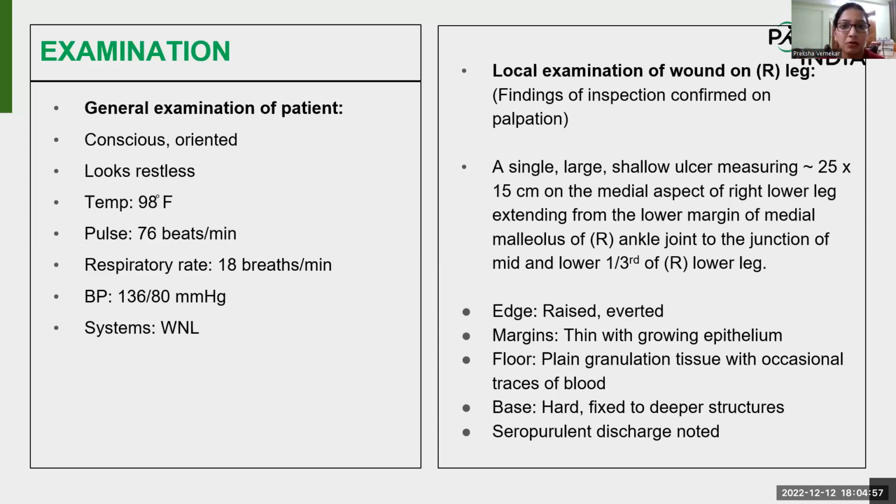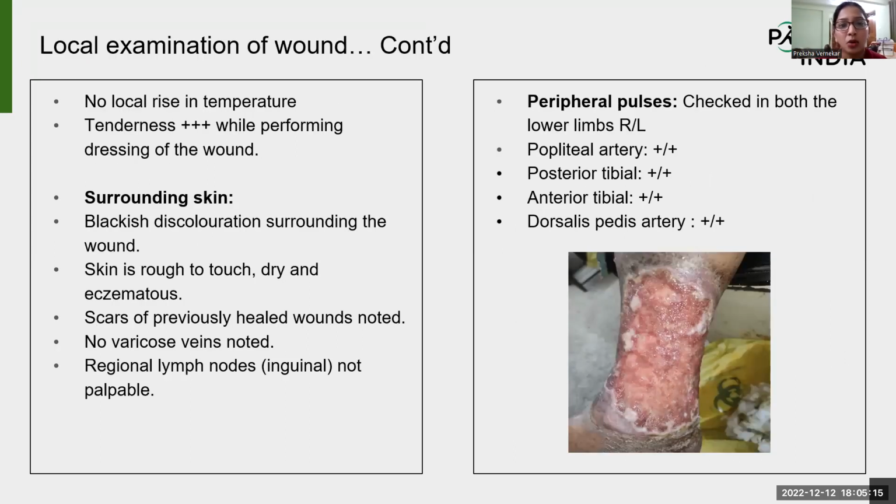The findings of inspection were confirmed on palpation. Edges are raised, everted, margins are thin with growing epithelium. Floor is covered with plain granulation tissue with occasional traces of blood. Base is hard and fixed to deeper structures, and seropurulent discharge is noted. Next slide, ma'am. There is no local rise in temperature. However, tenderness is present while performing dressing of the wound.